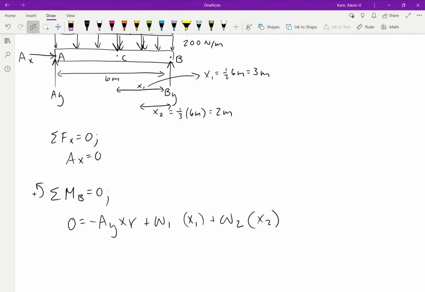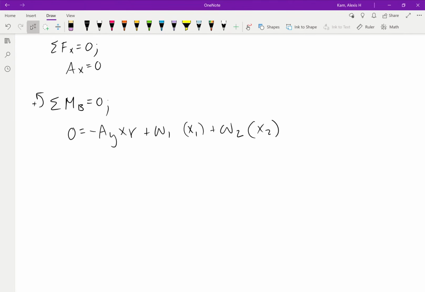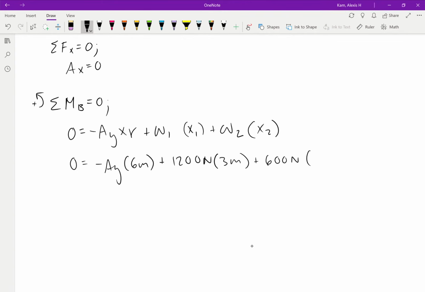Right? Then if we plug in all this information, we'll have 0 equals negative AY times 6 meters plus 1200 newtons times 3 meters plus 600 newtons times 2 meters. And that'll give us an AY equal to 800 newtons.